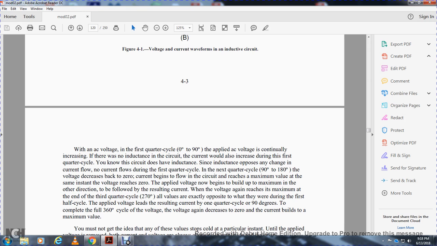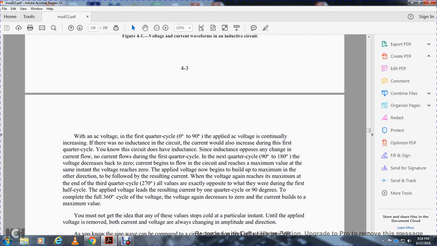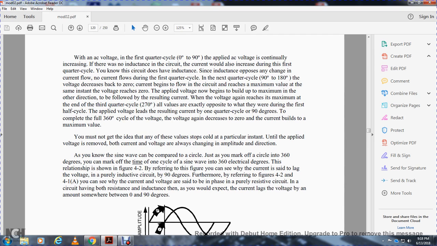A value is exactly opposite, during the first half cycle the applied voltage leads the resulting current by a quarter, 90 degrees, to build a complete 360 degree cycle of the voltage. The voltage again decreases to zero. The current builds to the maximum value. You must not get the idea that any of the values stop at a particular instant. As long as the voltage is applied, the current and voltage are always changing in amplitude and direction.